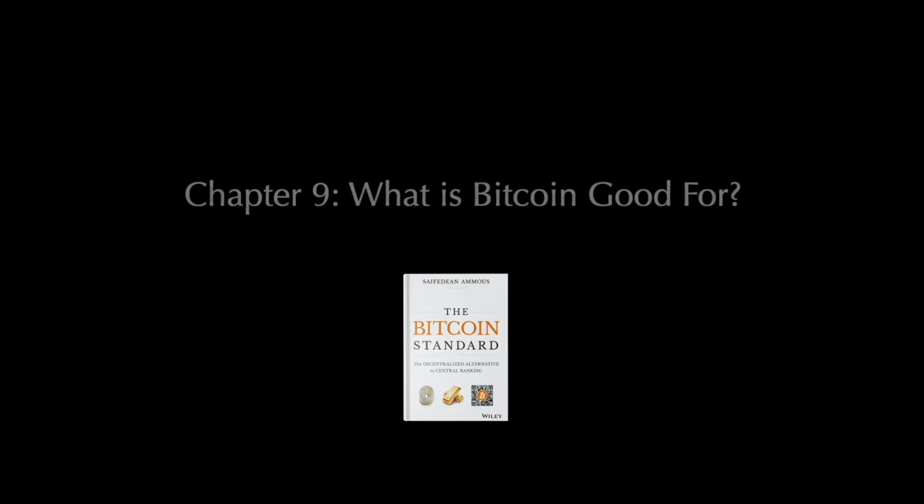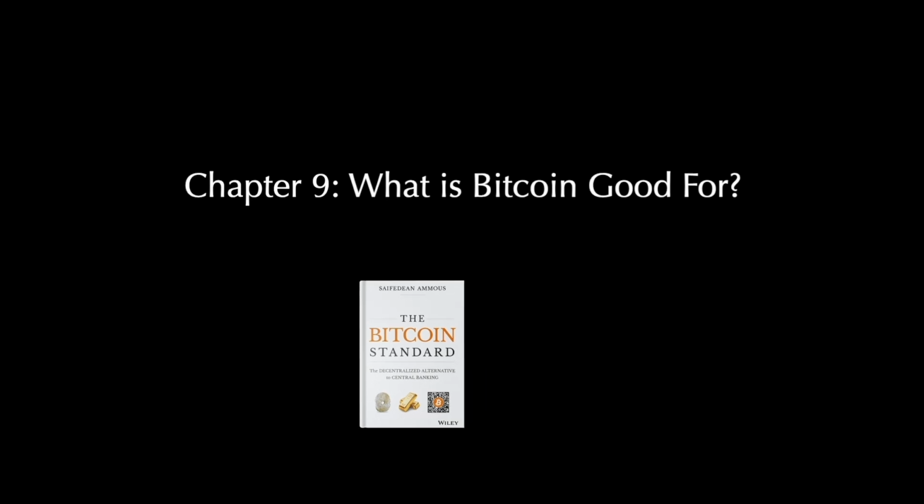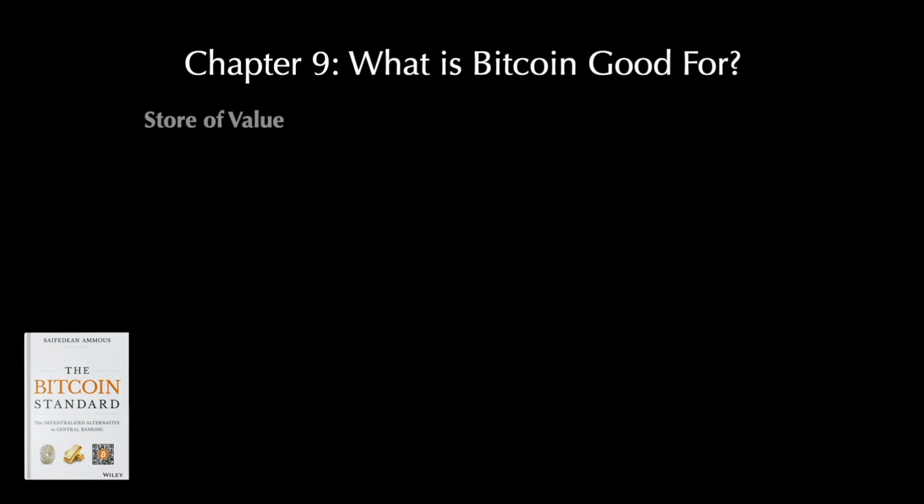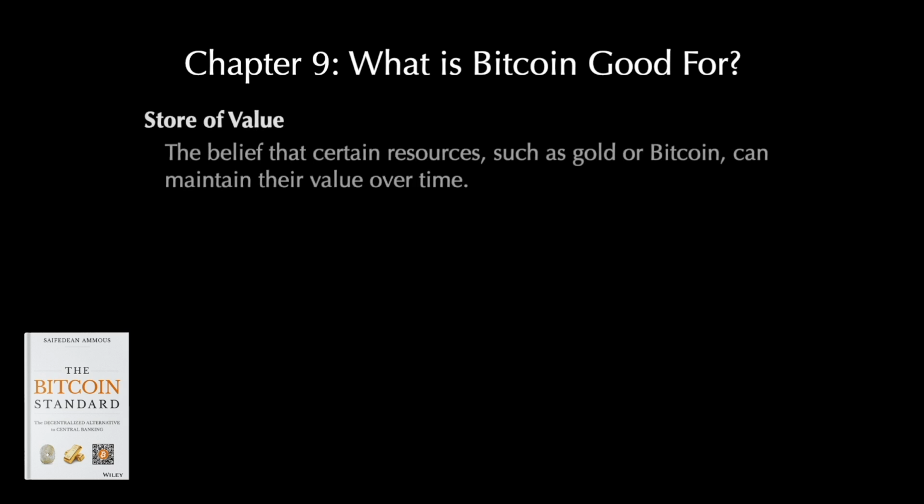Chapter 9. What is Bitcoin good for? Store of value. Store of value refers to the belief that certain resources, such as gold or Bitcoin, can maintain their value over time and can be used as a means of exchange or as a way to store wealth. However, the concept of scarcity, which is the foundation of economics, is often misunderstood.